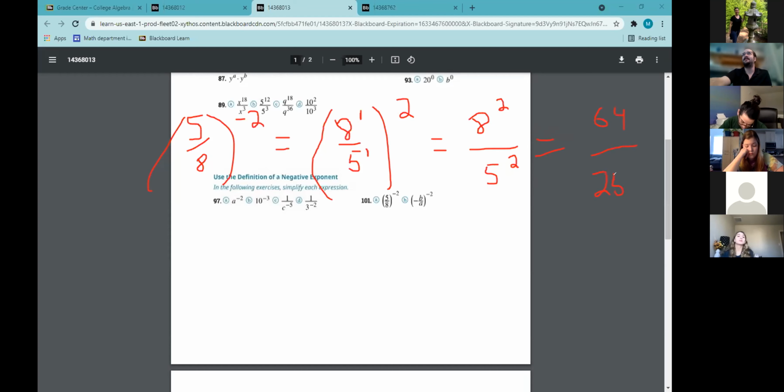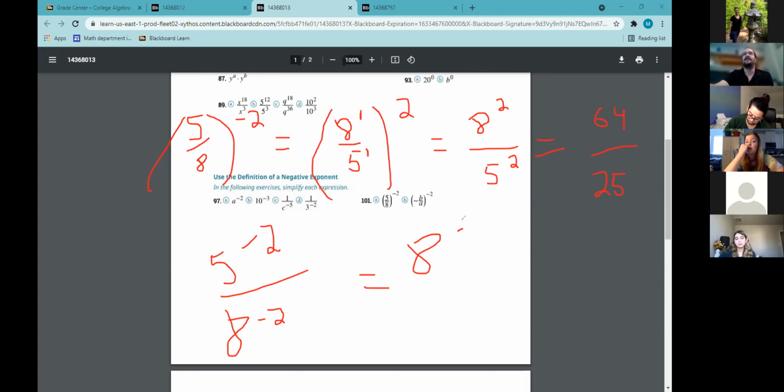So there's a lot of steps, and a lot of different ways to do this too, right? If I wanted to, I could just do the distribution off the bat and do 5 to the -2 over 8 to the -2. That's also another way I could do it. So this negative tells me this gets flipped up. This negative tells me this gets flipped down. Then what I have on top is the same thing I have up there: 8 squared over 5 squared.